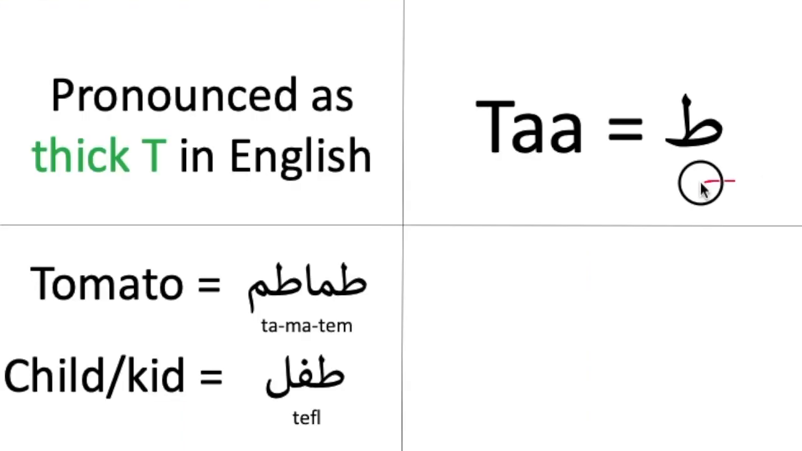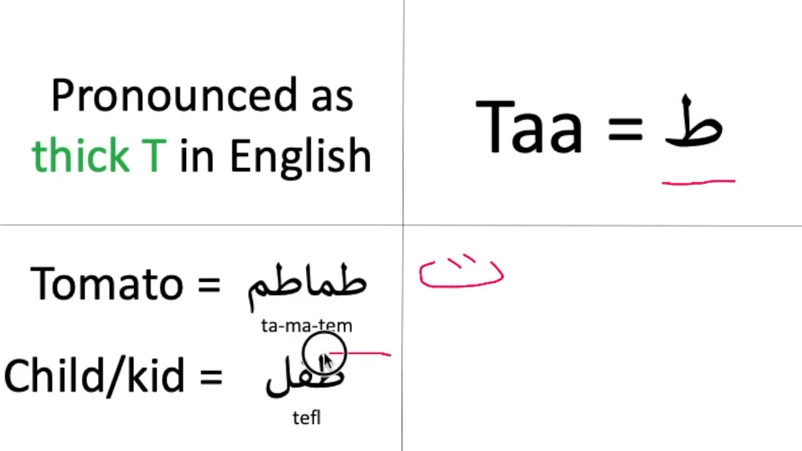Ta. Ta is pronounced as a thick T, so it's different than T. You remember T? We said it is pronounced as T. Ta is pronounced as ta, ta, ta. And you will know the difference in the words.